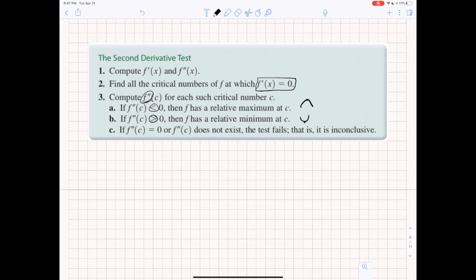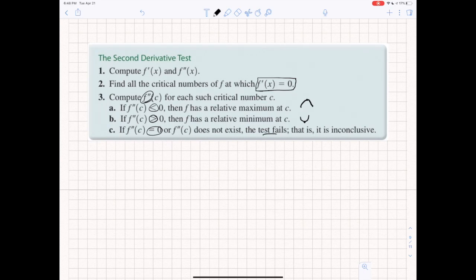Now here's the interesting part. If I plug in c and I get 0, then there's nothing I know, right? The test just ends up failing. It's inconclusive. I don't know if it's a max or min. It could be a point of inflection, right? If the second derivative is equal to 0, it doesn't guarantee anything. In terms of just plugging in the number itself, we would have to look at the number line and look at the graph, and we have to do more. We might as well just go back to the first derivative test.